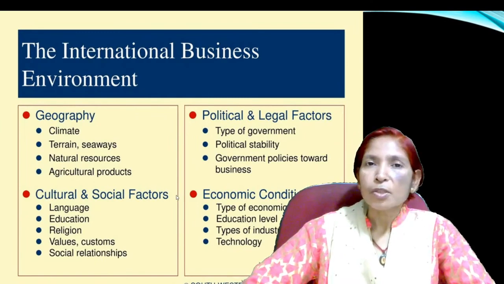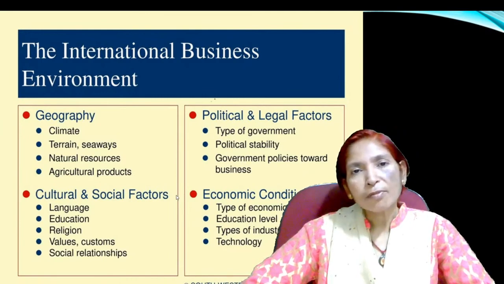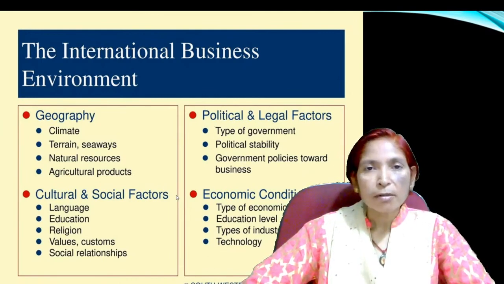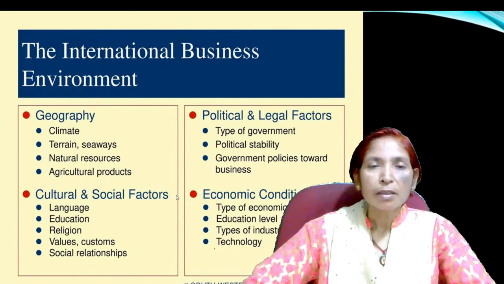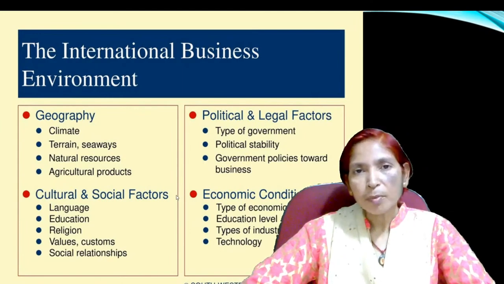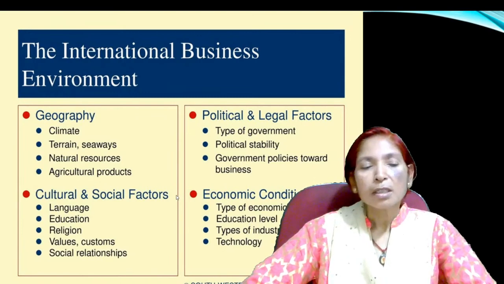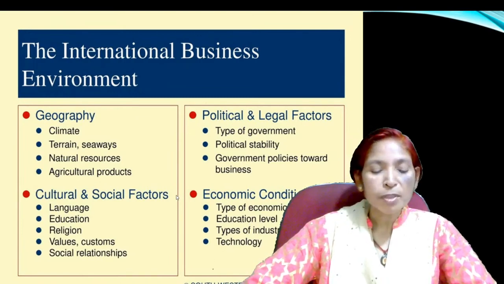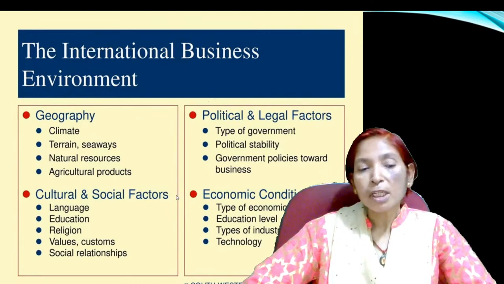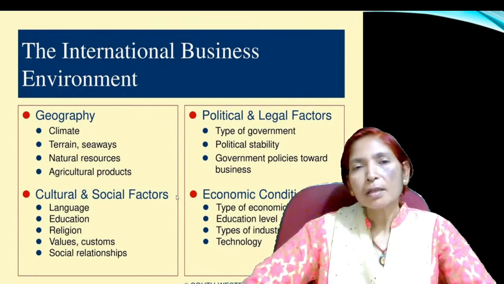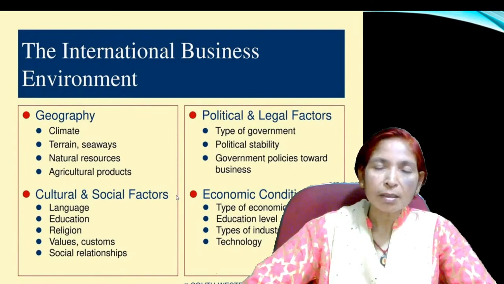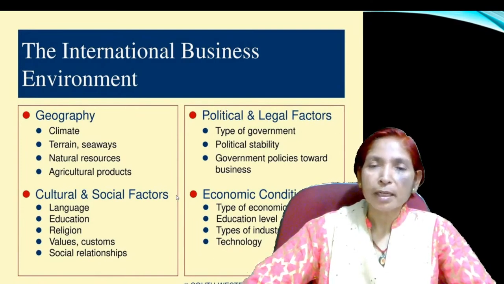Next is the cultural and social factor. In cultural and social factors, we include language, traditions, education, religion, values, customs, and social relationships among the country's people. What type of culture they are following, and what type of social systems, customs, religion, and languages. Some groups are called ethnic groups, and so religion, values, all these things are included in cultural and social factors. This also affects international business activities.